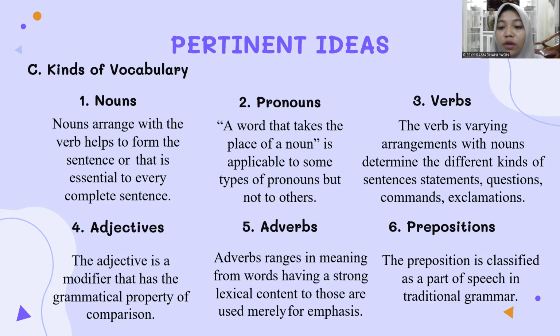The verb, in varying arrangement with nouns, determines the different kinds of sentences: statements, questions, comments, and exclamations. The fourth is adjectives. The adjective is a modifier that has the grammatical property of comparison. The next is adverbs. Adverbs range in meaning from words having a strong lexical content to those that are used merely for emphasis. The last one is preposition. The preposition is classified as a part of speech in traditional grammar.